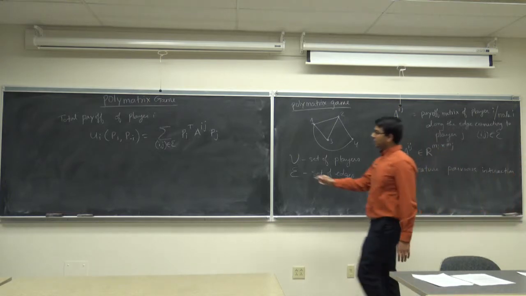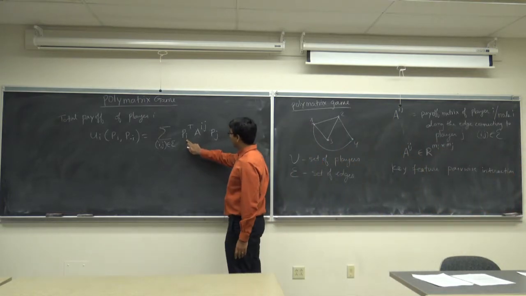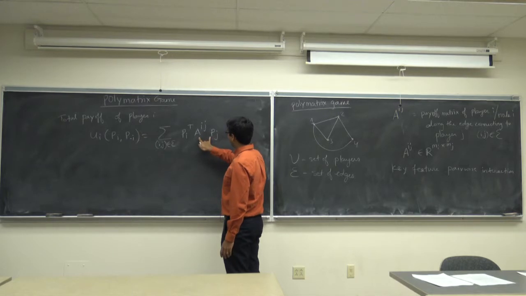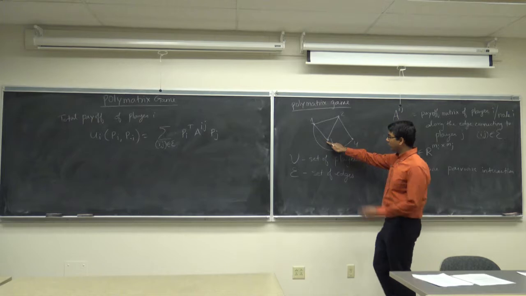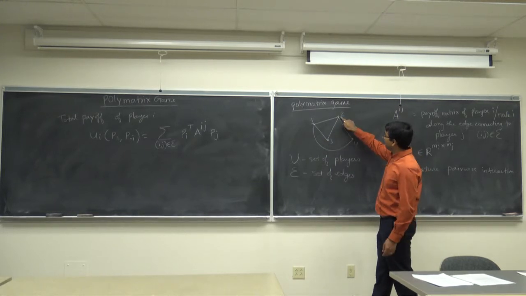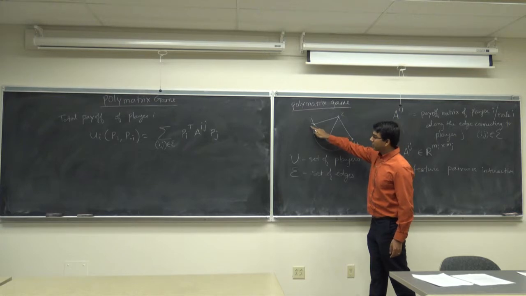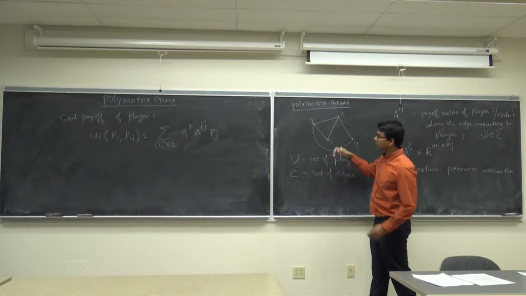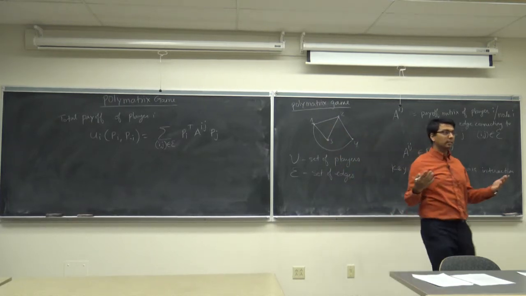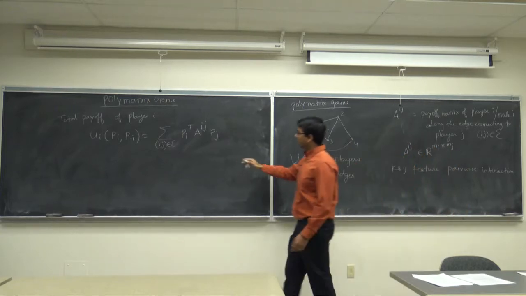Okay, so each player I gets the expected payoff from every other player. So player 3 is going to pick an action P3, or rather a mixed strategy P3. Player 2 will pick a mixed strategy P2. So what player 1 will pick, P_I, it will find the expected payoff along this edge, expected payoff along this edge, and just add it up. Okay, that's the total payoff of player I.